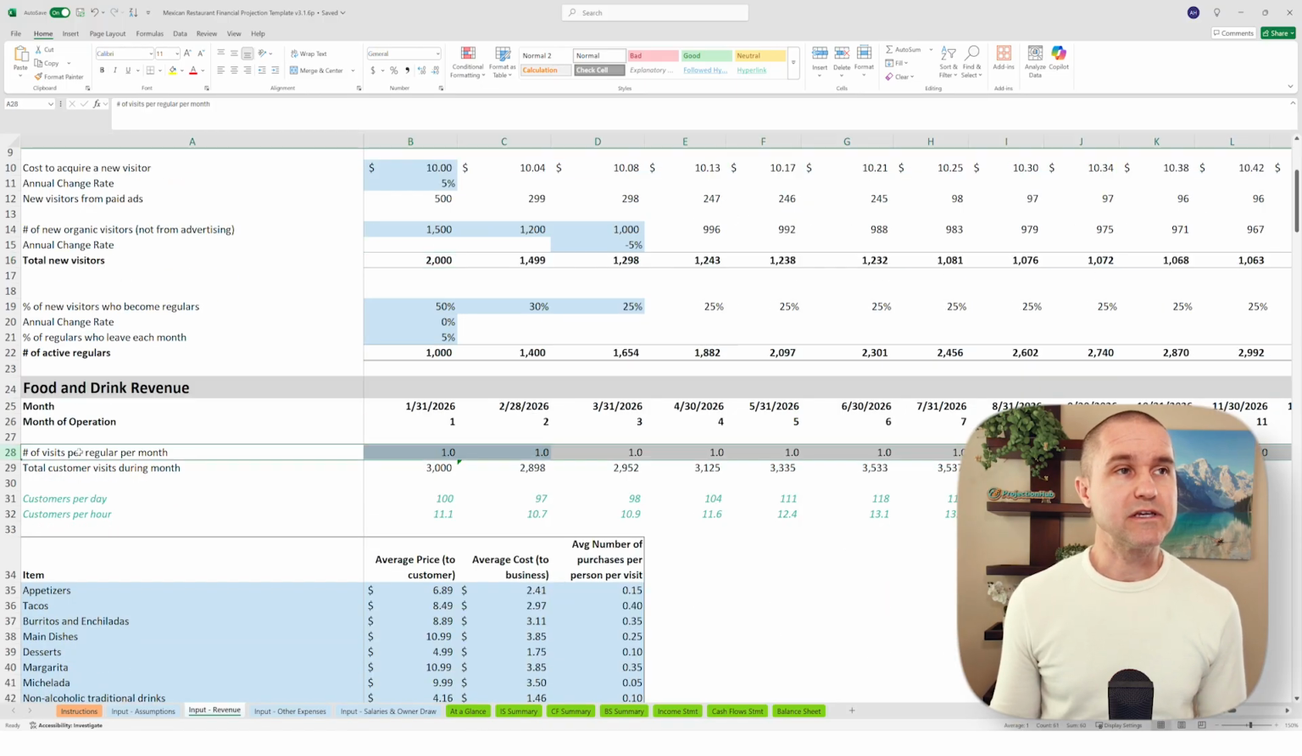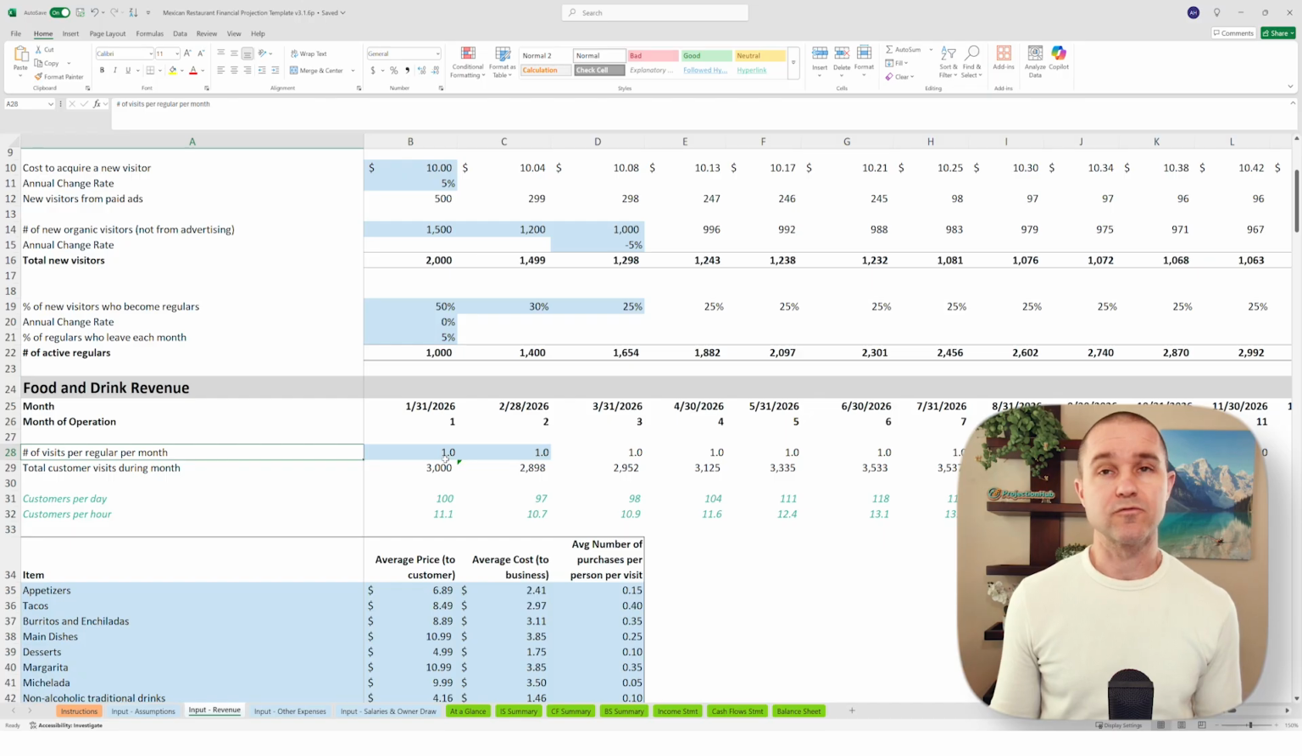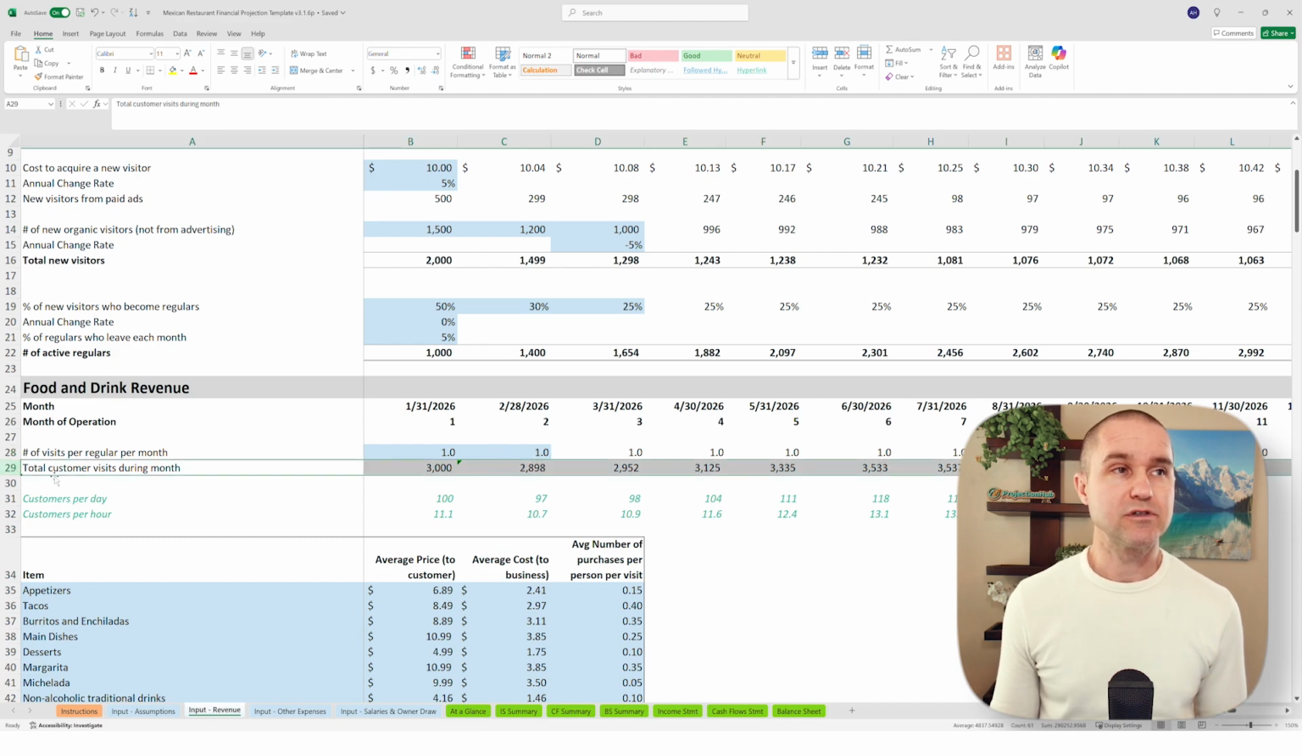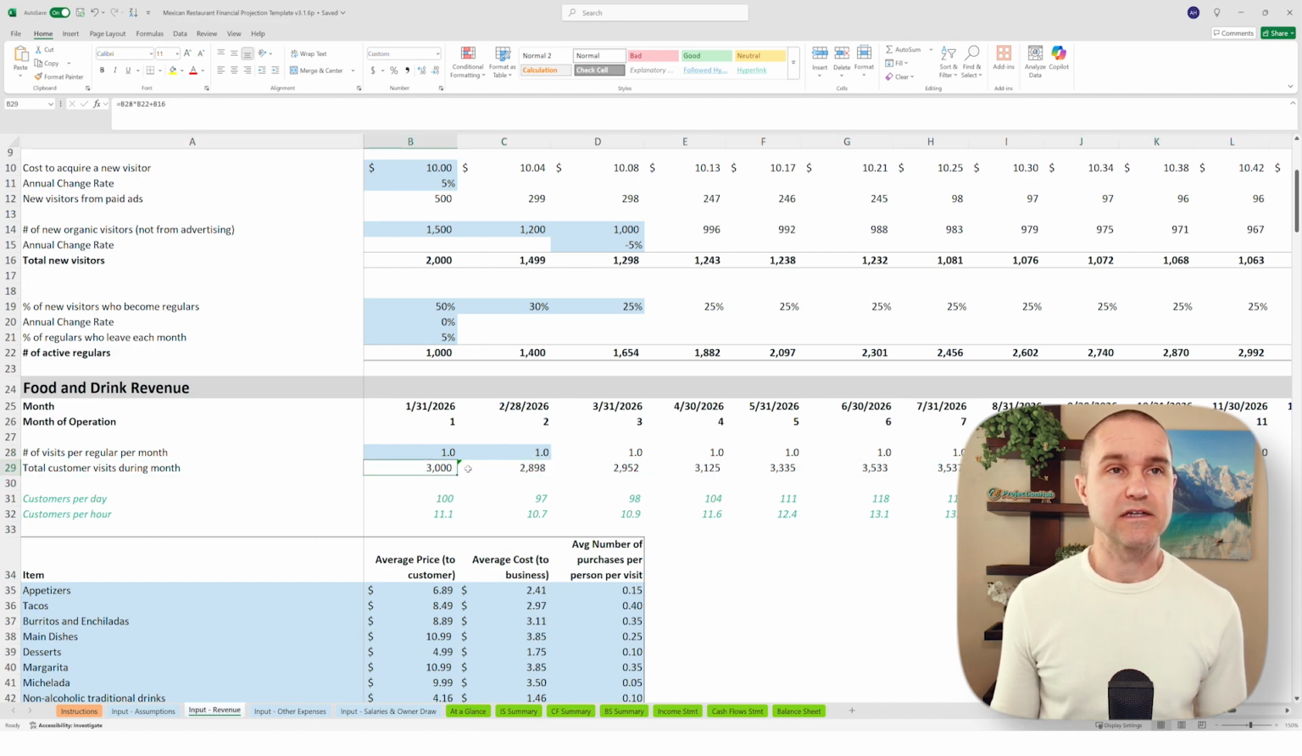And so we have an assumption here for the number of visits per regular per month. So if you have those regular customers that come back every month, we're assuming that they come back once a month. If you think your regular customers are going to come back maybe 2 times a month or 3 times a month, or maybe they come back weekly, you could always increase this number. But this ultimately helps you determine how many customer visits you're going to expect in a given month. And you can see how many per day and per hour that we would assume here.